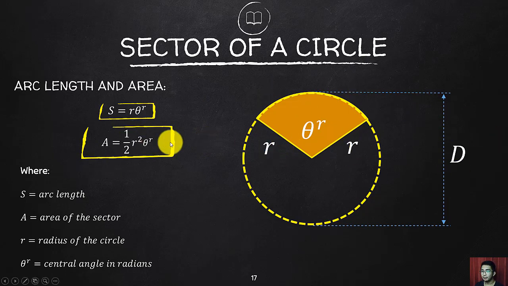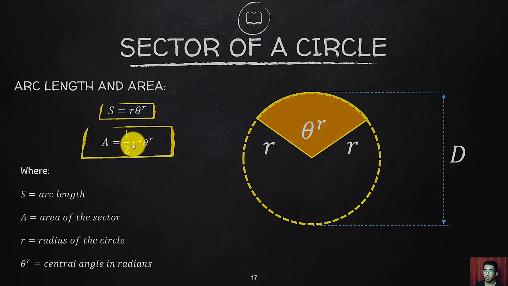For the area of this sector here, this orange region, or the pizza, that's simply 1/2 r squared theta r, again in radians. So that is for your sector. If you're given a diameter, just simply divide it by 2, so you have your radius.